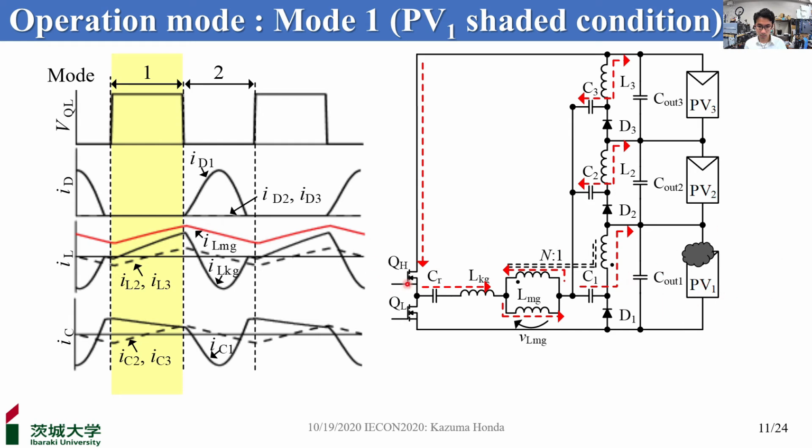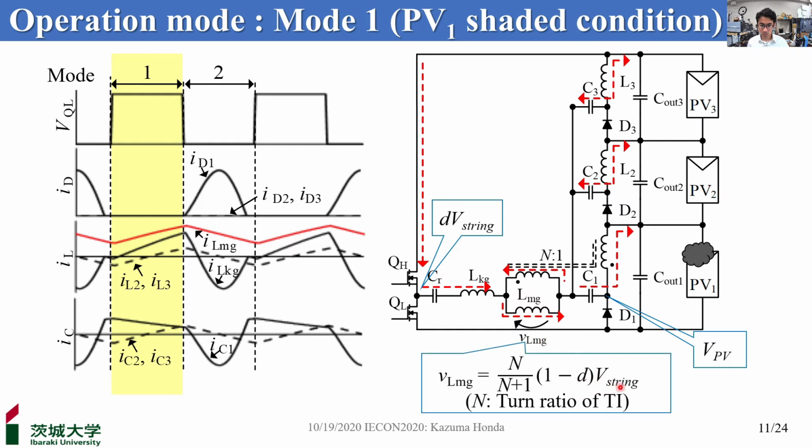In this mode, QH is turned on. The current of the resonant tank, ILKG, linearly increases. The average voltage at the switching node is equal to dV storing. Meanwhile, the average voltage at the cathode pin of D1 is VPV. Hence, the sum of the average voltages of C1 and CR is dV storing minus VPV. Voltage applied to LMG is expressed as this equation.